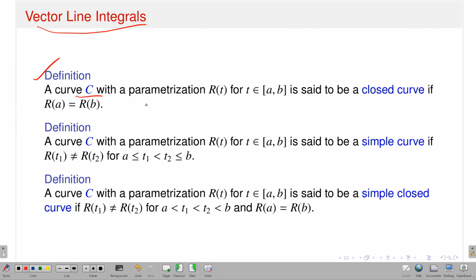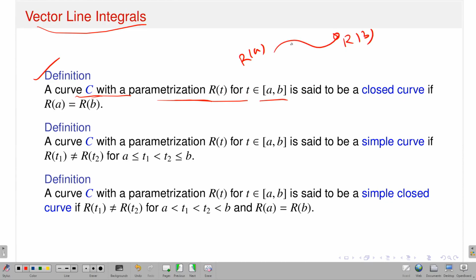So a curve C, and since I want to talk about a curve in R^n, it will have a parameterization. So capital R will be a map from some interval, a subset of R, to R^n. So a curve C with parameterization R(t), where t runs over the closed interval [a, b], is said to be a closed curve. See, if I have a parameterization R of my curve C, what is the starting point? In the n-dimensional Euclidean space, it is a curve with starting point R(a) and ending point R(b).